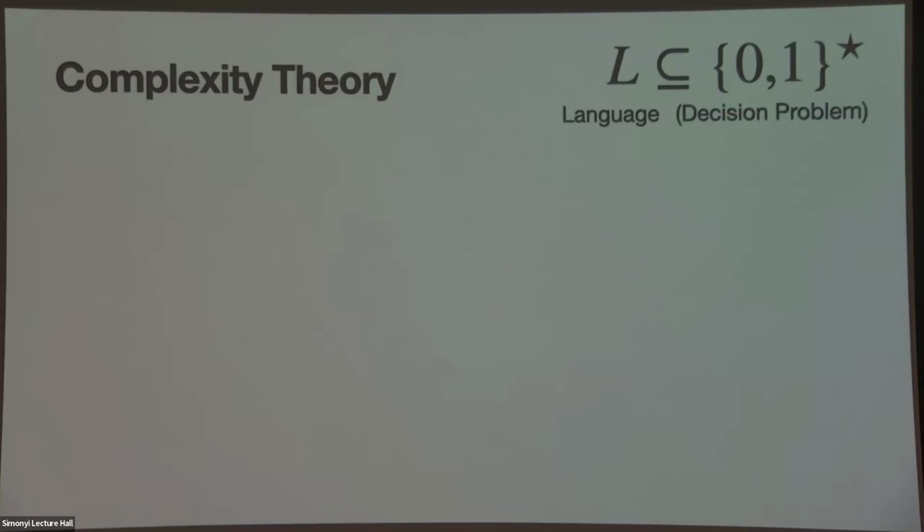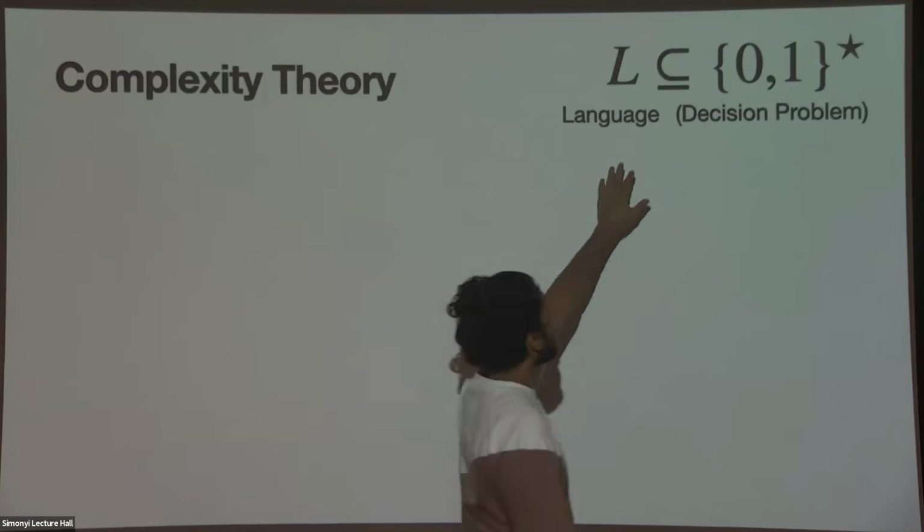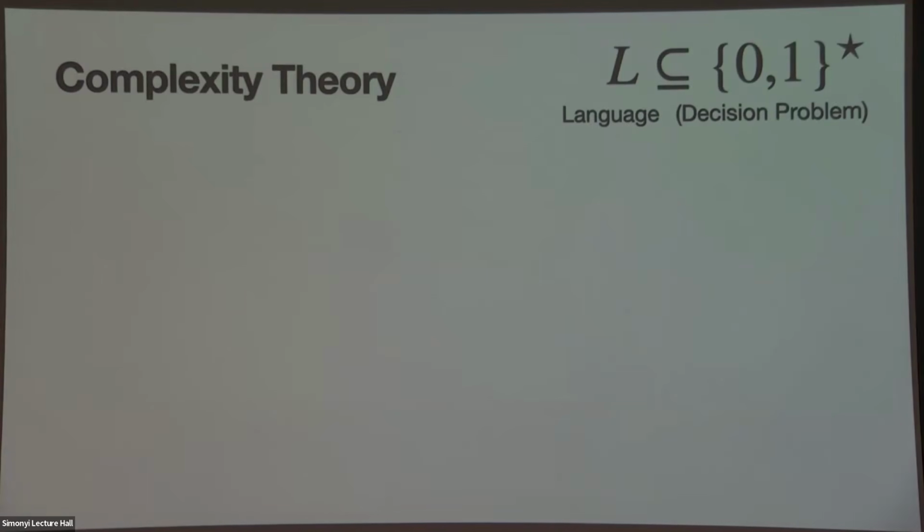So in complexity theory, one of the things you're interested in is, for a particular subset of all binary strings, which you usually call a language, you can think of it as a decision problem. There is some input X, and you want to decide whether it's in the language or not. And there are a bunch of different complexity classes you can define on languages.